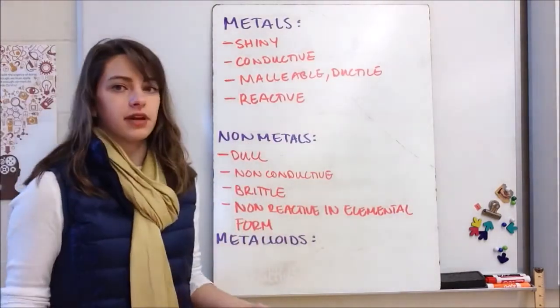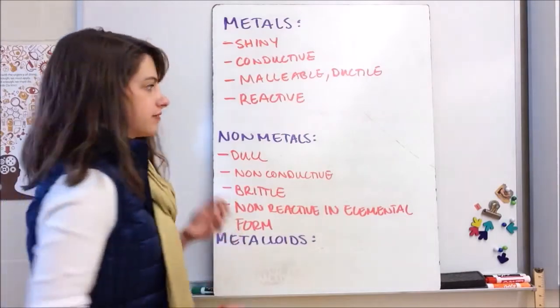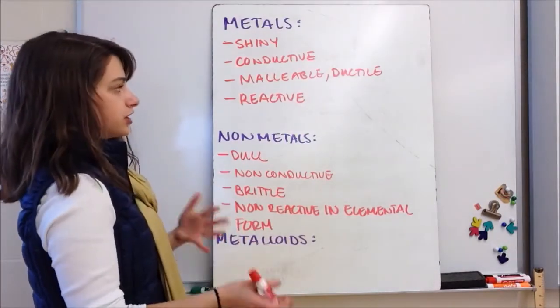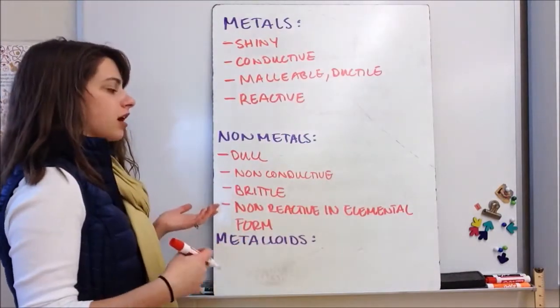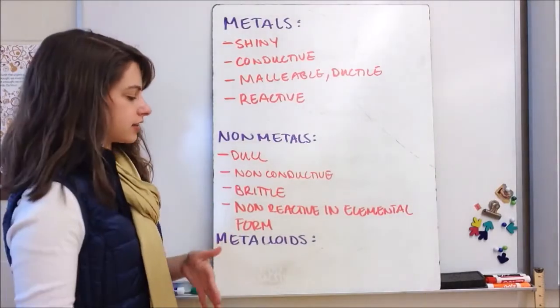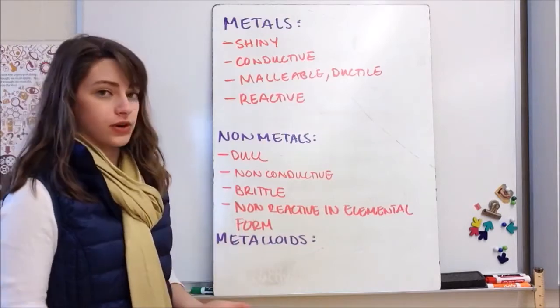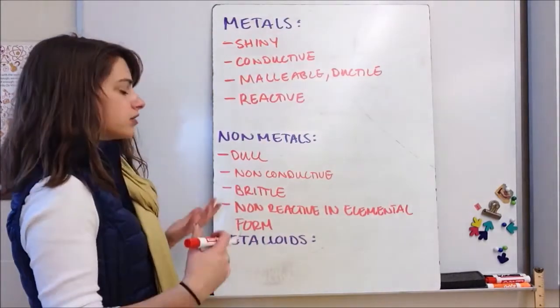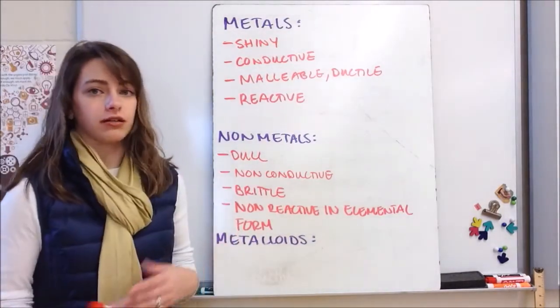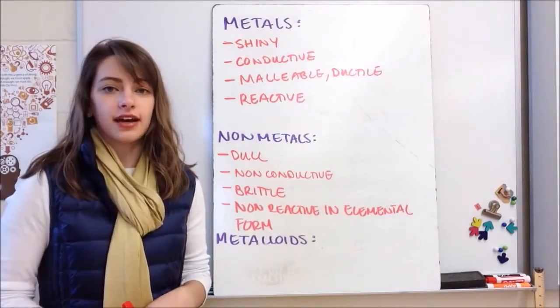So our metals and our nonmetals have pretty much opposite properties. If our metals are shiny, our nonmetals are dull, they're not shiny. Our metals are conductive, our nonmetals are not conductive. Our metals are malleable, they can bend. Our nonmetals are brittle, they're going to break. Our metals are reactive, our nonmetals are not reactive. So then our last category is a metalloid.